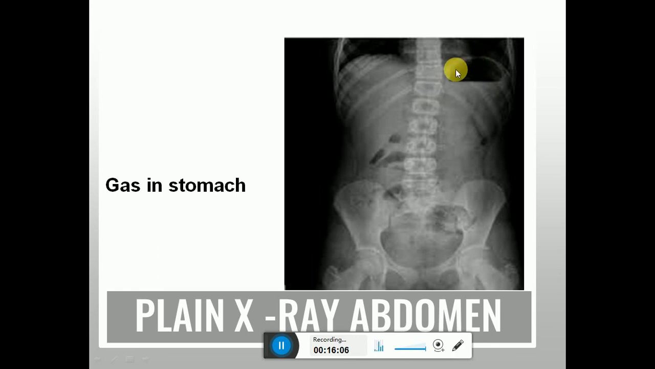Okay. Now can you see this dark bubble or black color here? This is showing gas in the stomach. So this is a plain X-ray AP view in which we can visualize gas present in the stomach, particularly in the fundus part.